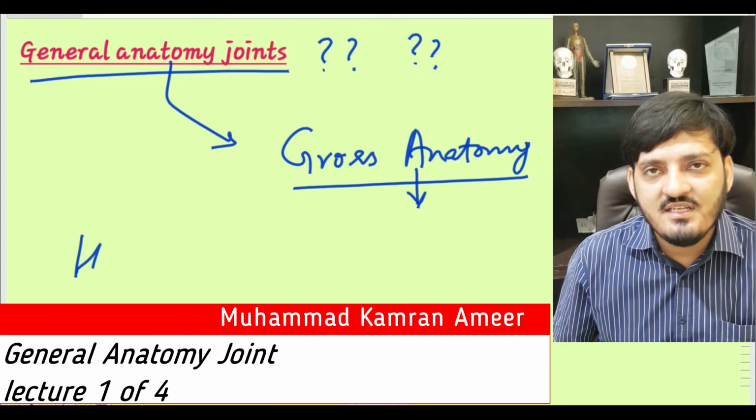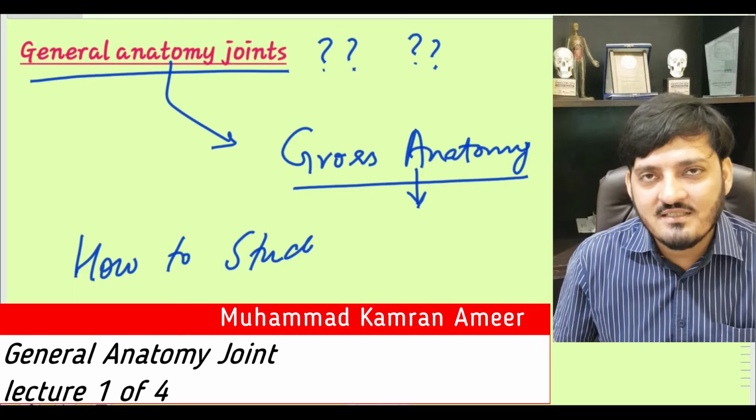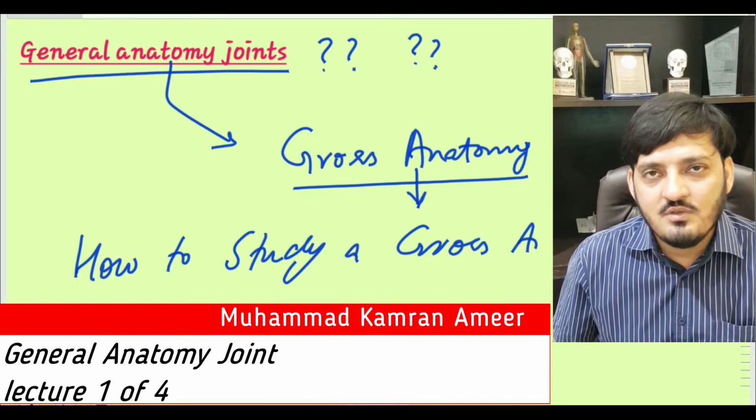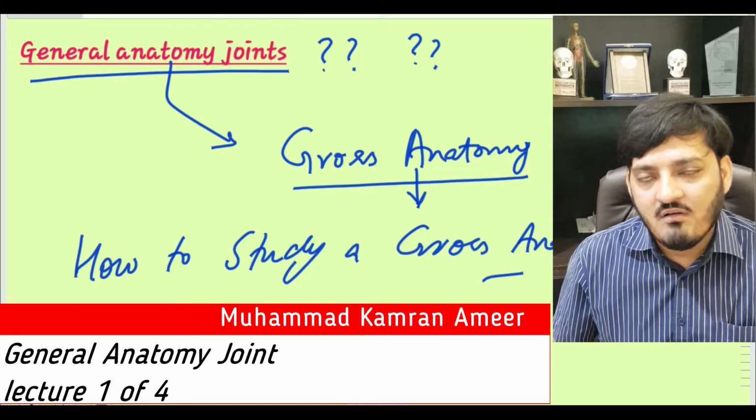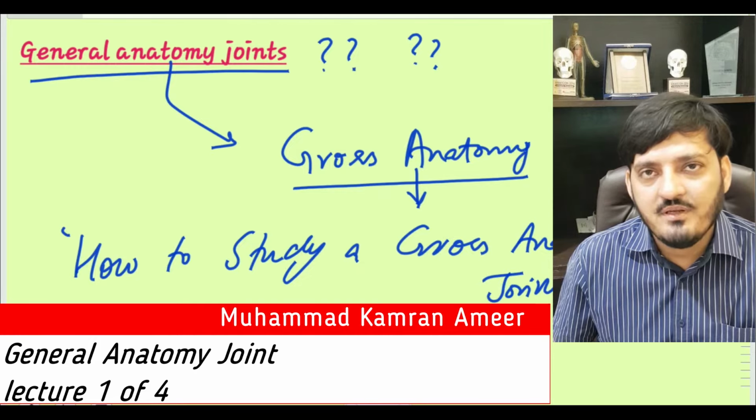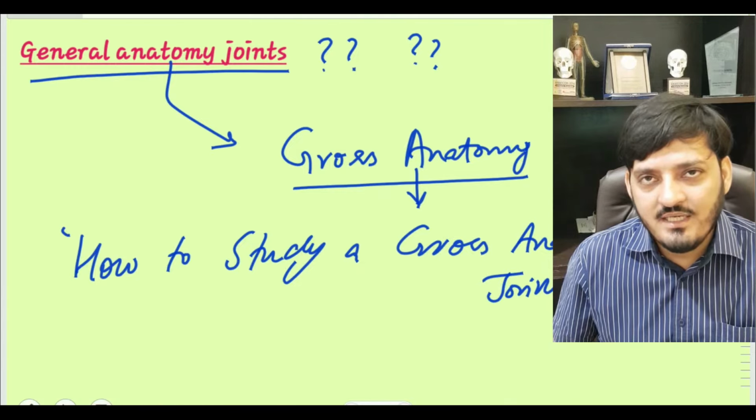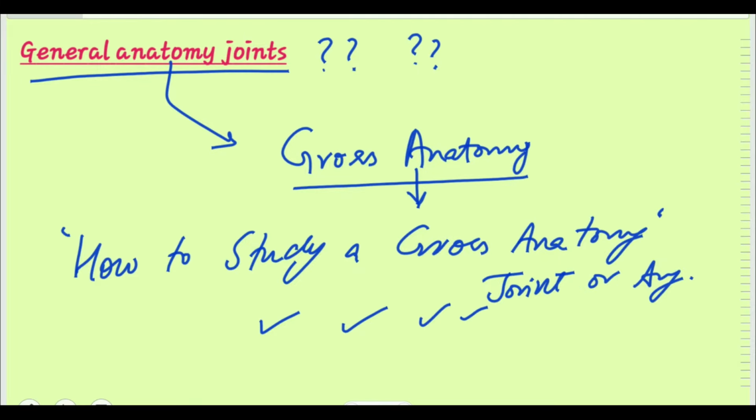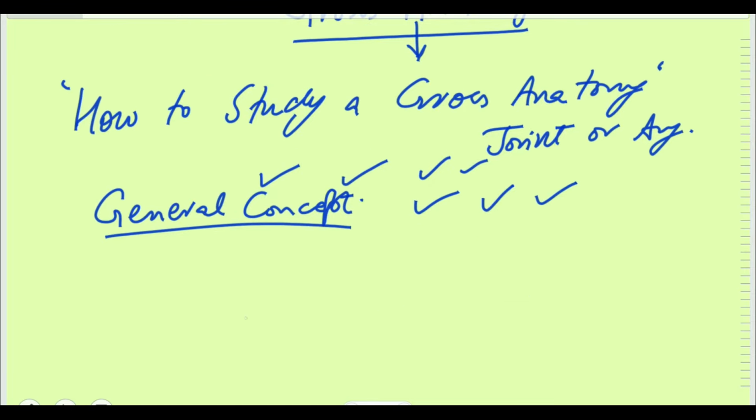This lecture is basically part 1 of my upcoming project, that is how to learn a gross anatomy joint or any joint of the gross anatomy. There are joints in the upper limb, there are joints in the lower limb, there are joints in the head and neck region. Because you don't follow the rule for studying each joint, you go for rote learning for every joint. So my focus will be on building up the concept and then applying it for studying any joint. So anatomy will be very easy for you after this.